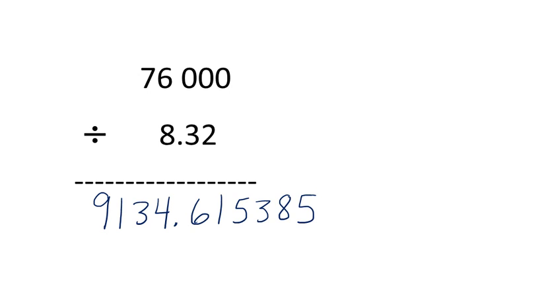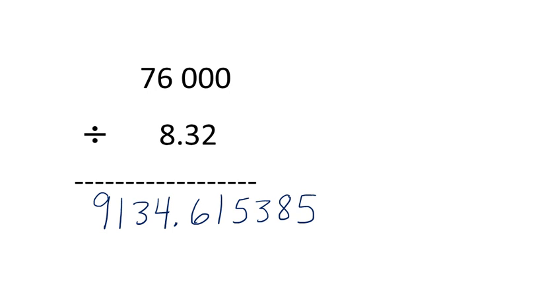Let's try another example. This time we have a division, and we have 76,000 divided by 8.32. Now the rule there is going to be pretty much the same for division as it is for multiplication. When you type this problem into your calculator, you get a number with a lot of decimal places. It's 9,134.615385, and that's what my calculator gives me. Your calculator may give more decimal places than that, or it may be a little bit less. It just depends on your calculator.